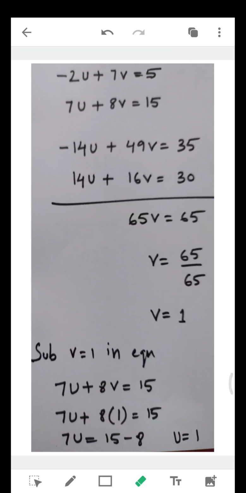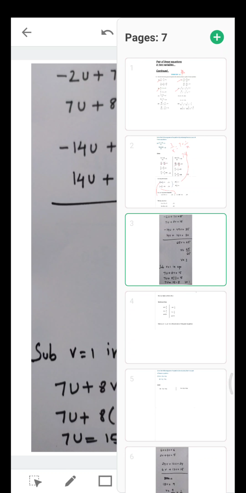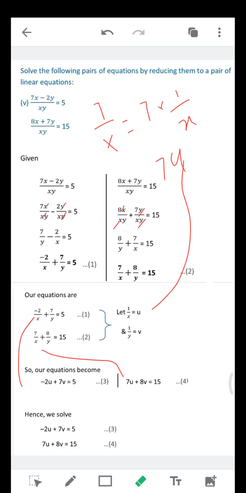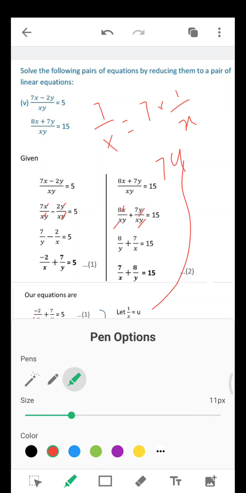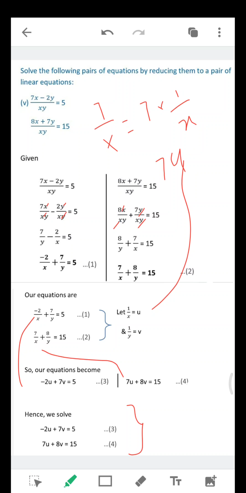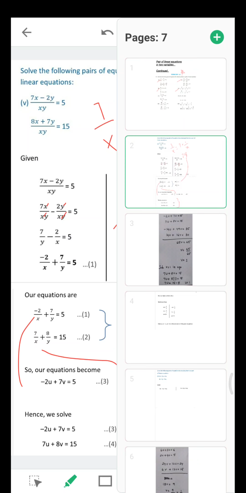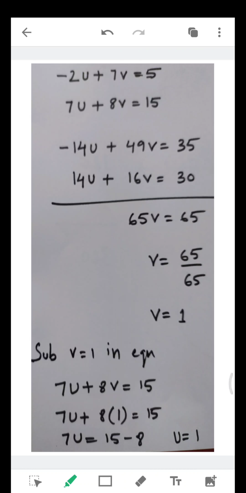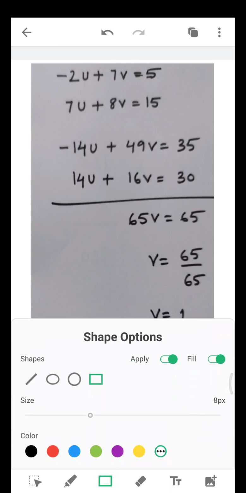I have done the elimination method for you. Here you can see our equations: minus 2u plus 7v is equal to 5, and the other equation is 7u plus 8v is equal to 15. Now we'll simplify this by elimination. So let's see how to do it by the elimination method.